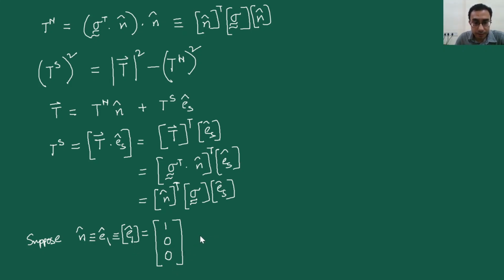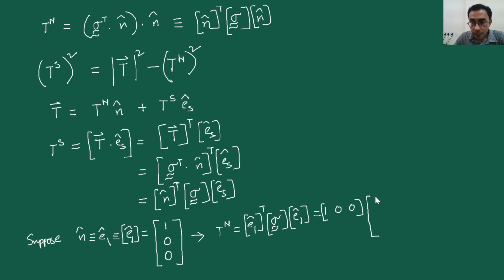In that case, what would be our Tn? If we use this formula, it would be E1 hat transpose sigma E1 hat. And what is that? It's very simple, you just write it. This is the transpose, so from a column matrix I have to make it a row matrix. So it becomes like this.